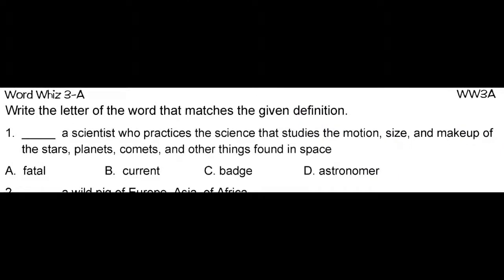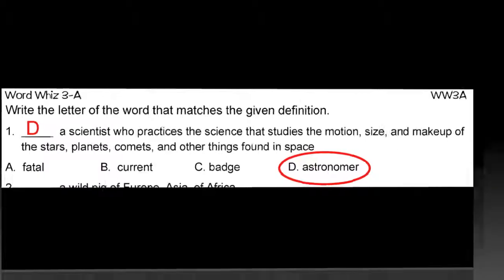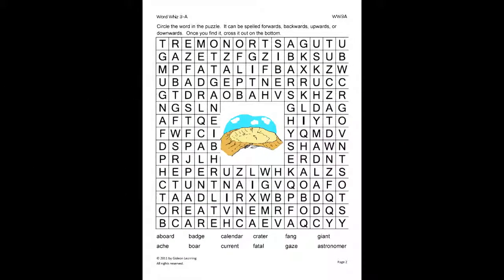First, read the definition. A scientist who practices the science that studies the motion, size, and makeup of the stars, planets, comets, and other things found in space. Our answer choices are fatal, current, badge, and astronomer. Since we know this is the definition for astronomer, we will circle the correct answer and write the letter on the line.